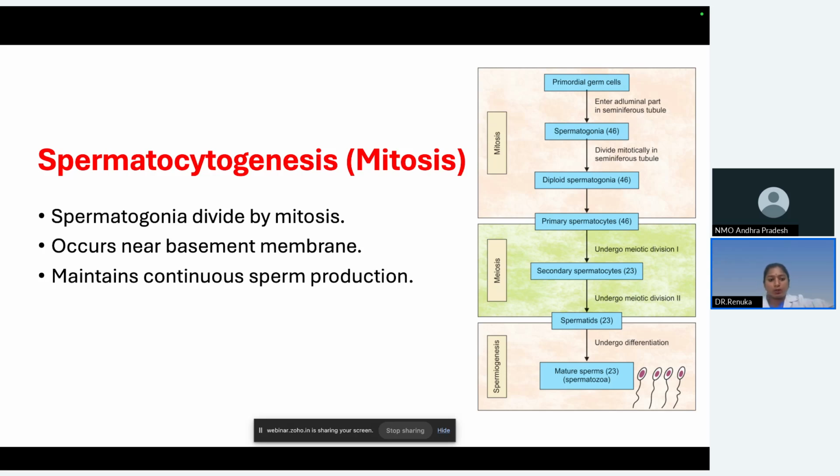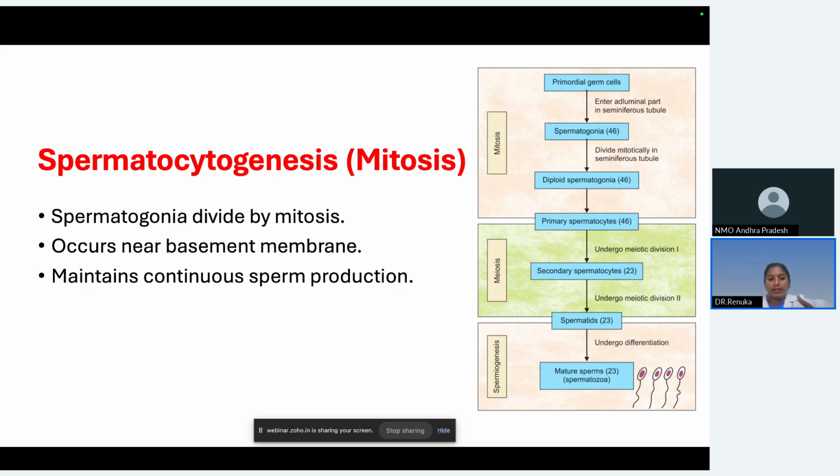It is mitosis. This occurs near the basement membrane, and this mitosis helps to maintain continuous sperm production, an increase in the number of sperms. What happens here? Diploid spermatogonia will be produced because of the mitosis. Spermatocytogenesis is the production of diploid spermatogonia.